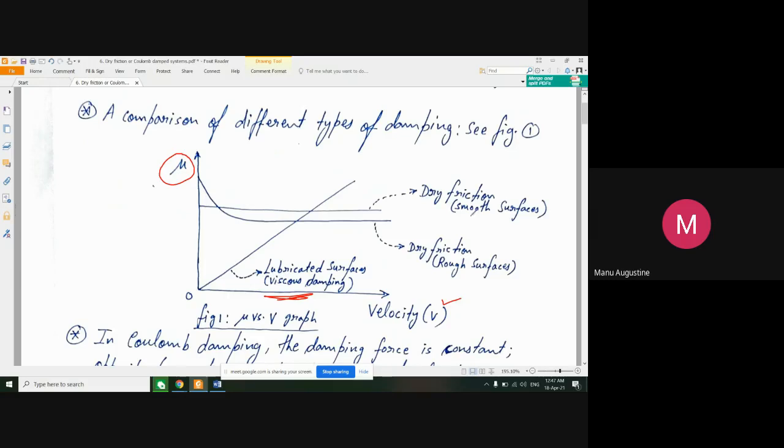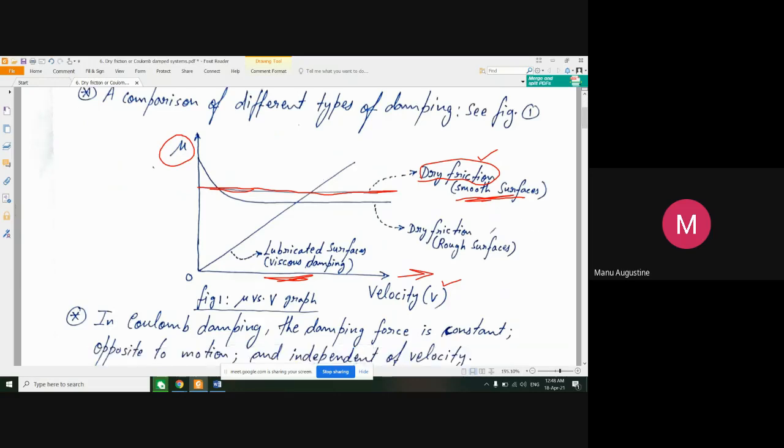Now you see, if you have a smooth surface and there is no lubrication, then you will have dry friction damping. And in that case, as you can see, no matter how much you increase the velocity, as I'm traveling towards the right hand side, I'm basically increasing the velocity. So this graph clearly says that in the case of dry friction damping between smooth surfaces, the velocity with which the relative motion is taking place does not matter at all. So the coefficient of friction is independent of velocity, more or less independent.